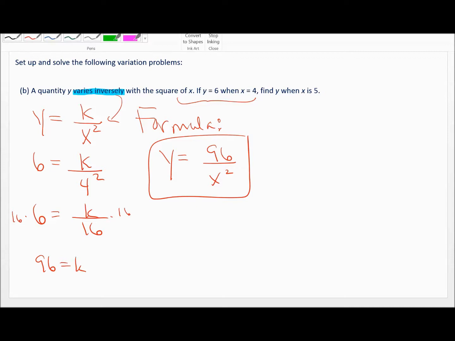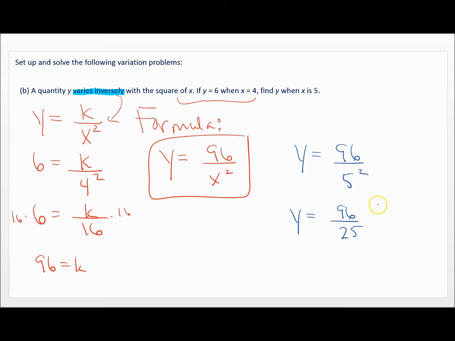But this problem continues and says find y when x is 5. So y is equal to 96, x is 5, so that's over 5 squared. So y is equal to 96 over 25, since 5 squared is 25. You would reduce this to lowest terms if you could, but 96 and 25 don't have any common factors, so that's my answer. I found y when x is 5, and it is 96 over 25. Don't be nervous if you get fractions, it happens.